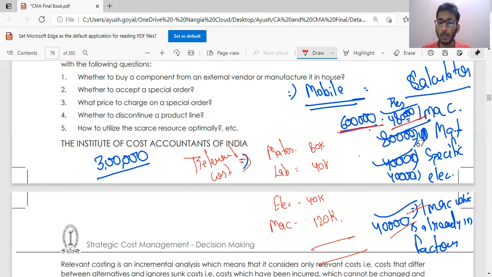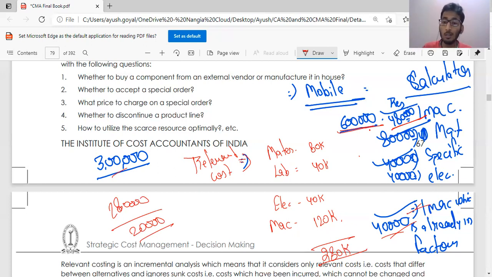Here, if I do not take this 40,000, my relevant cost would be 280K. My sale is 3 lakh. So I am earning 20,000. This is a good contract for me, where I'm earning 20,000 rupees.